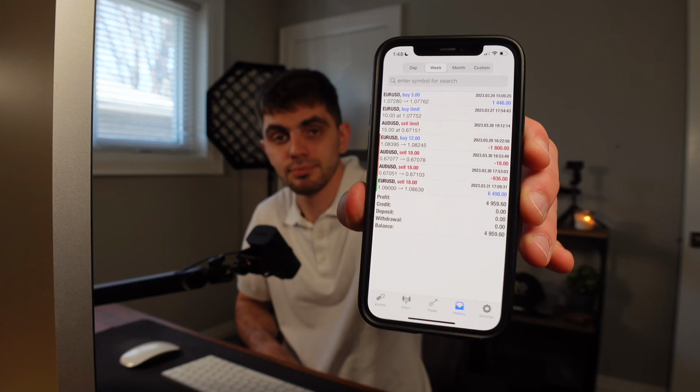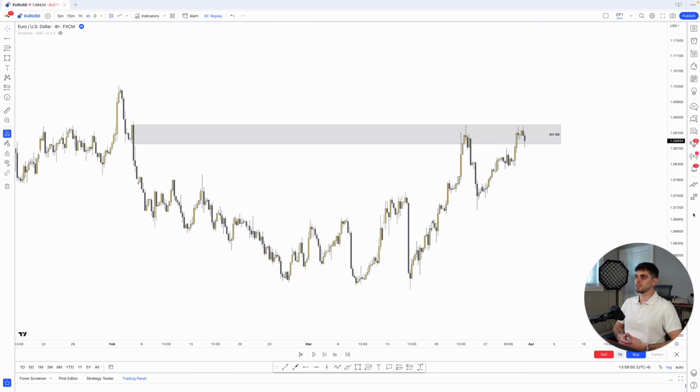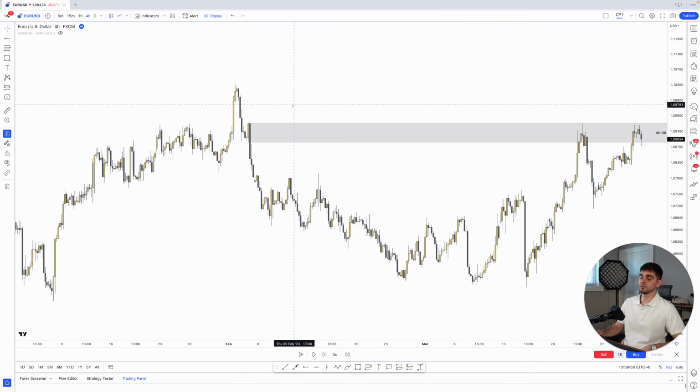Let's get into it. All right, so we're starting off on the 4-hour time frame as usual. Now, the whole trade idea began by identifying this 4-hour order block, which is back here, this bullish candle that was responsible for this massive break of structure to the downside.